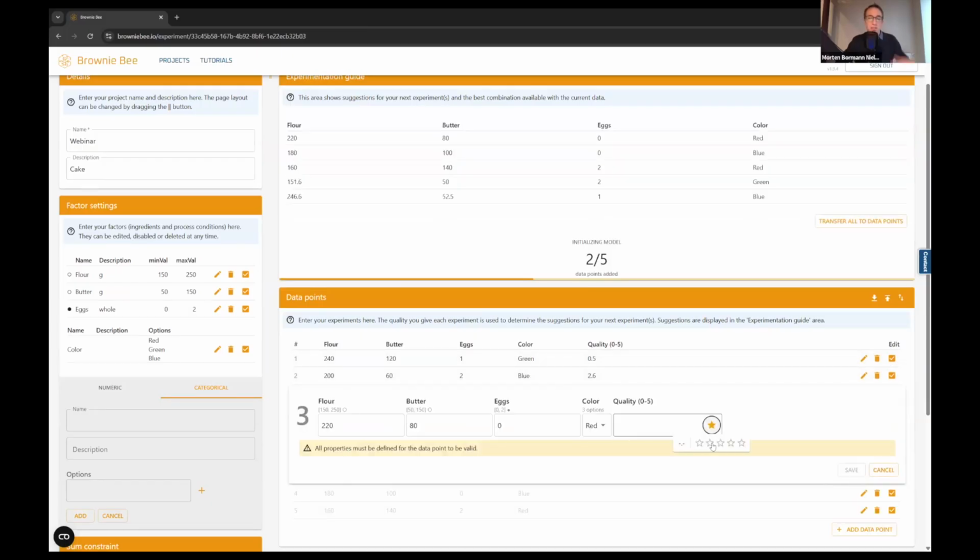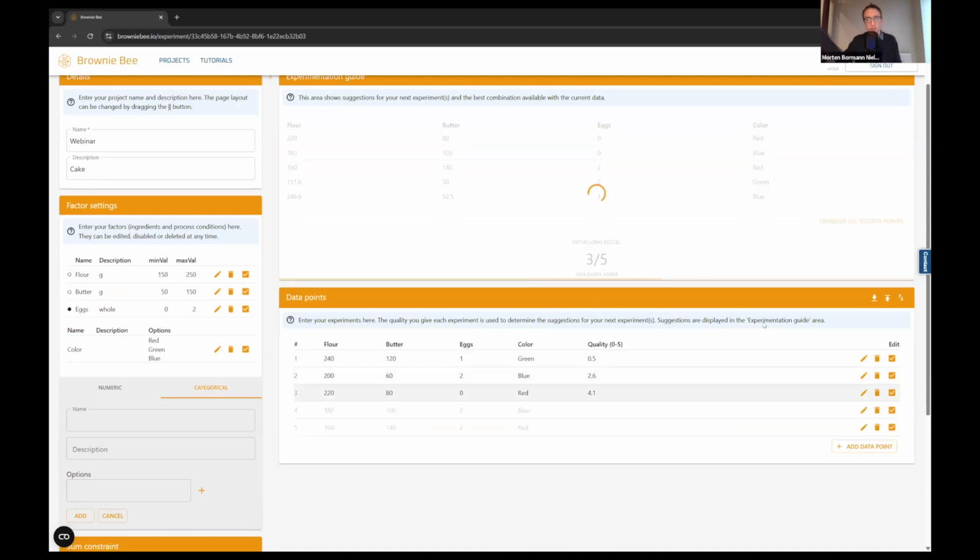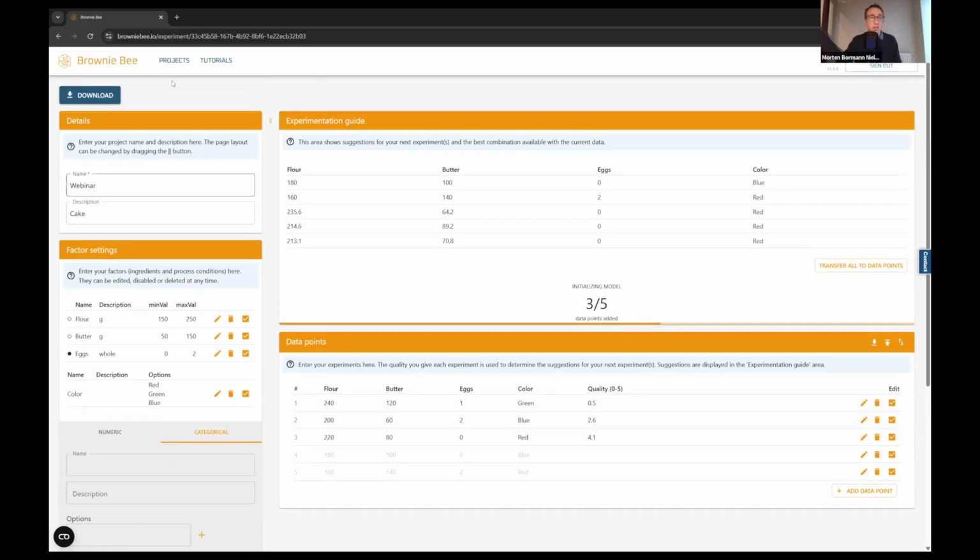And normally you would build this directly from something that you measure. And I'll come back to that in the second part of this talk. But you would now build up these initial experiments. And once you fill out the 5 data points in here, Brownie B will begin using your data.